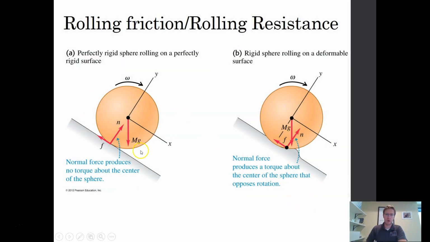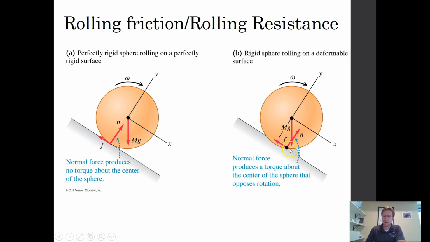So here I have a ball rolling down a hill, and the friction is pointing up the hill, causing it to rotate rather than just slide. Now we're going to usually assume things are perfectly rigid, so we're going to use this model that you see here. But keep in mind, this is really an approximation. Just like we have friction in the natural world, we also have rolling resistance. And rolling resistance is a result of deformation of your surfaces.